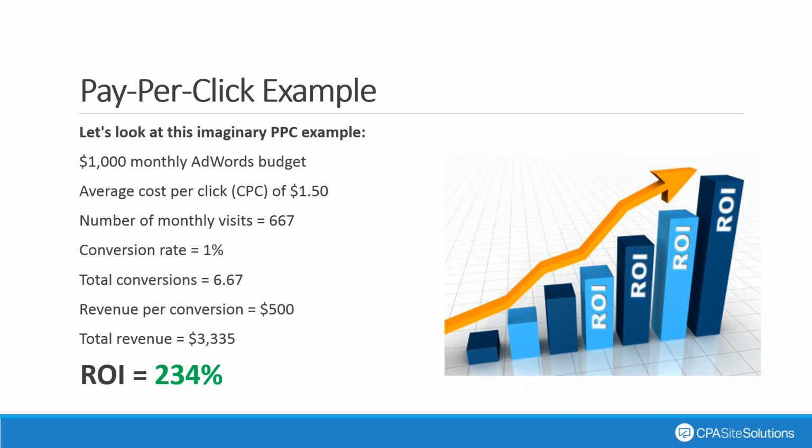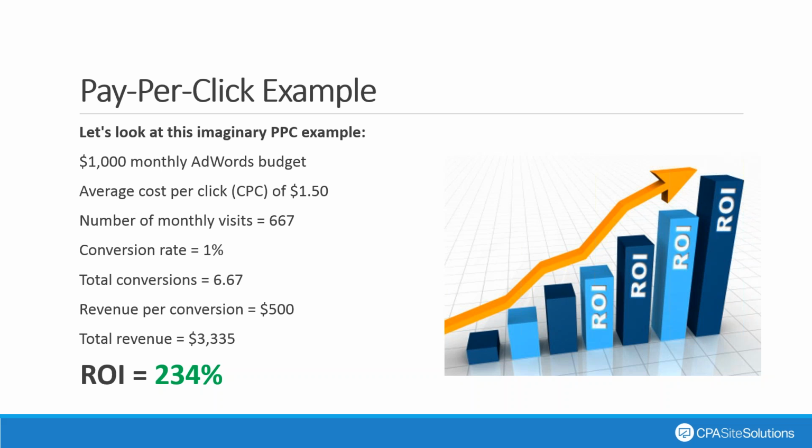Now let's just say your conversion rate is only 1%, meaning that of the 667 people who clicked on your website, who went to your landing page, only 1% of them actually became customers. That means 660 people clicked on your website and did not become customers, but 6 of them did, almost 7. And let's say that you can estimate that you're going to make $500 for every customer that you have.